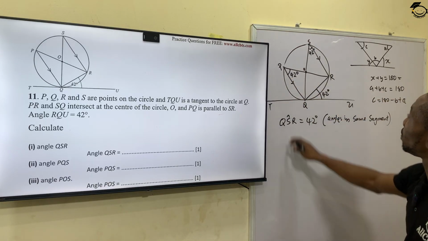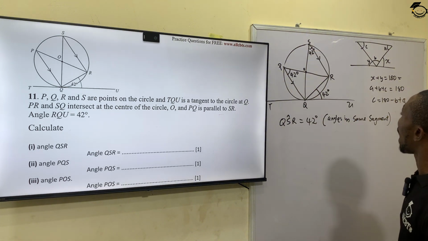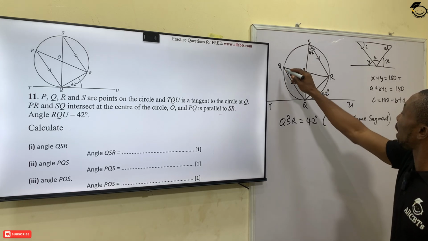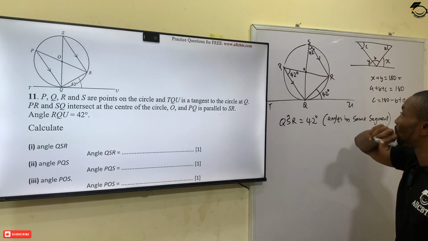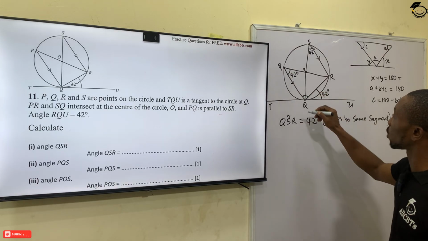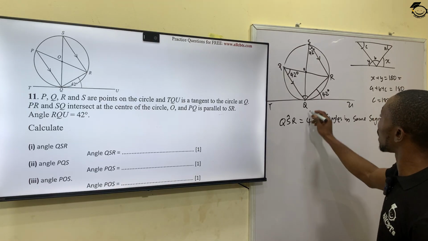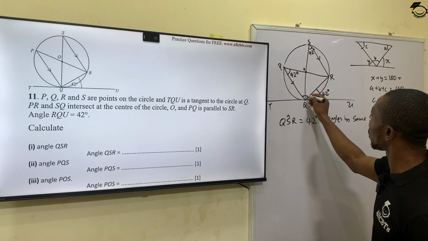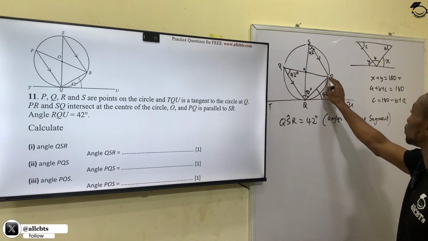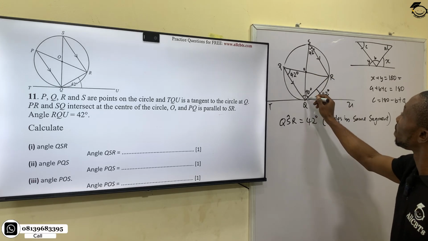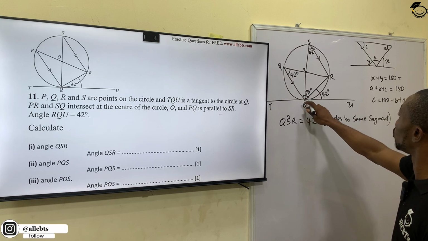Okay, finding angle PQS. We know that any line that cuts through our diameter and forms an angle at the circumference of a circle makes 90 degrees. That means the total angle at Q here is 90 degrees, because this line forms this angle at 90 degrees at the circumference at Q.